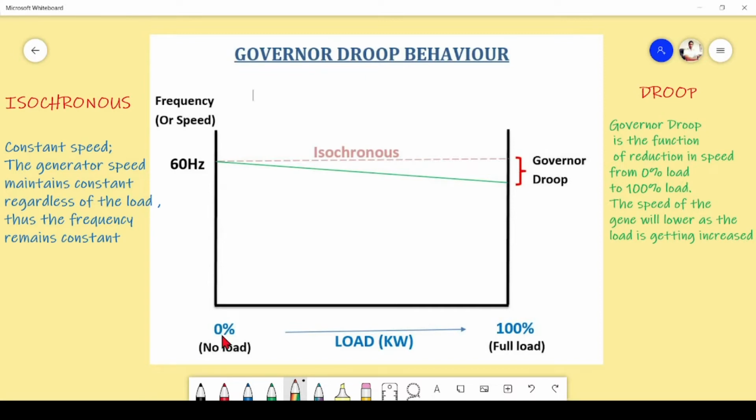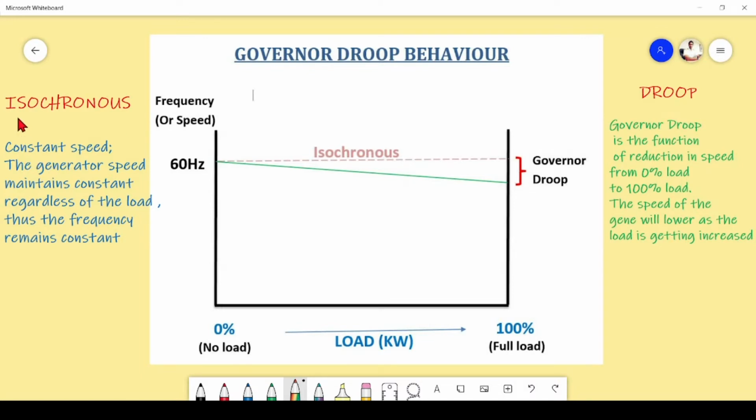In this graph, the x-axis is kilowatt load from 0% to 100% load. The y-axis is frequency or speed, the frequency of the bus bar, or otherwise the speed of the prime mover or the generator. As speed is directly proportional to frequency, here I am going to discuss with the frequency figure. Suppose our bus bar frequency is 60 Hz, and there are two other terms that we can see here: one is isochronous and the other is droop.